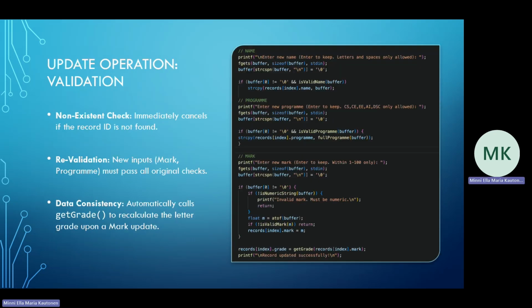Finally, the update operation, which needs more specific validation since it changes existing data. We start by confirming that the record exists. If it does, we revalidate any field the user wants to update. For example, the mark still has to be between 1 and 100. Then comes the key consistency step. Once the mark is accepted, we automatically recalculate the grade by calling the getGrade function. This keeps the entire record accurate and consistent. I'll now hand it over to Meri, who will cover the validation for the show all and delete operations.